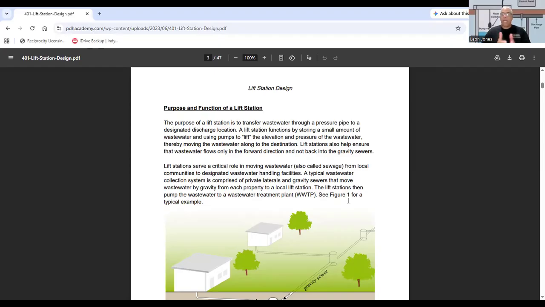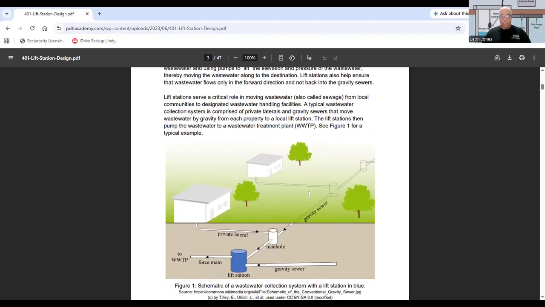And what is a lateral? A lateral is just a pipe that comes right from your house. It's a PVC pipe that goes right into your sewer system, in a manhole. That's what a lateral is. And of course, gravity sewers. It's your manhole. Your sewer system is a gravity sewer. And your water moves through that gravity sewer by gravity from each property to a lift station, and the lift stations pump the wastewater to a wastewater treatment plant. And here's what it looks like.